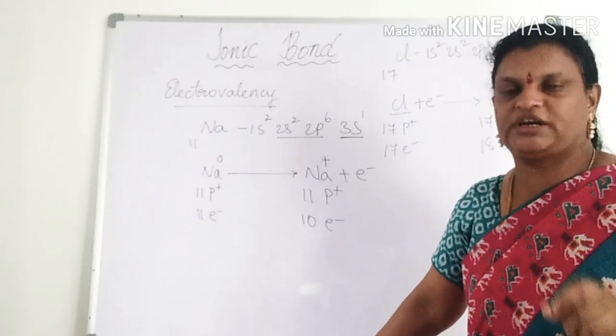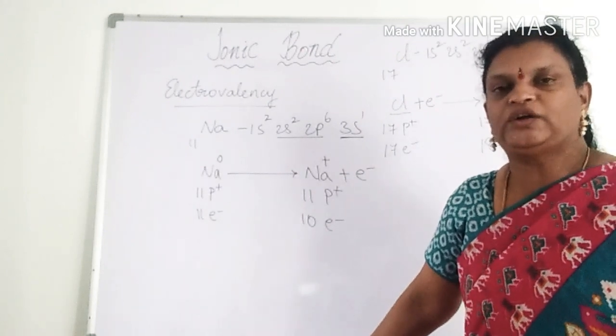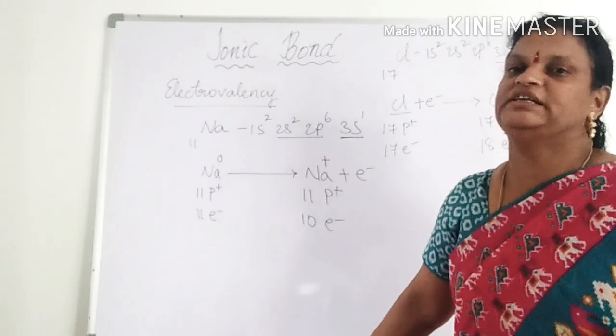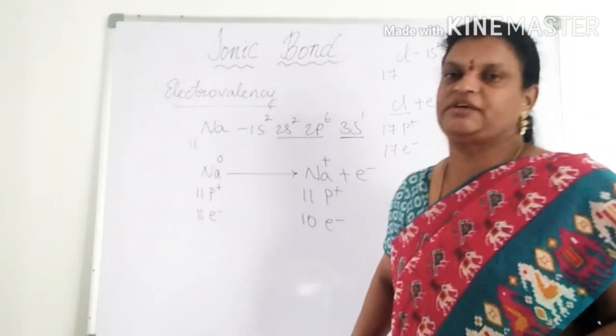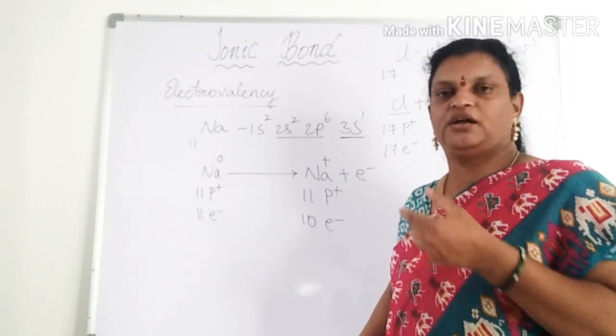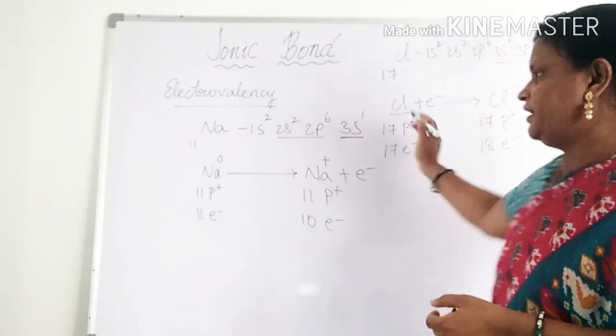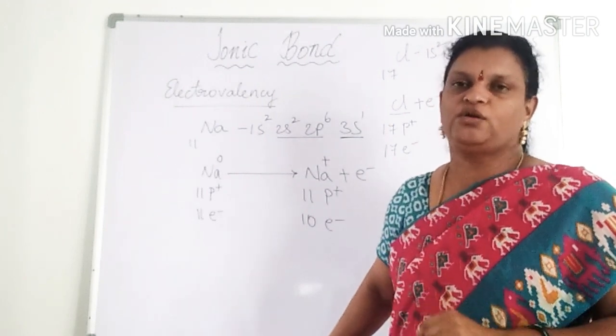Any element wants to get the octet configuration so that it can get stability, and also the electronic configuration of the nearest inert gas. Chlorine's atomic number is 17. Among the inert gases, helium, neon, argon, krypton, xenon and radon, the one with atomic number 18, argon, is present very near to chlorine.